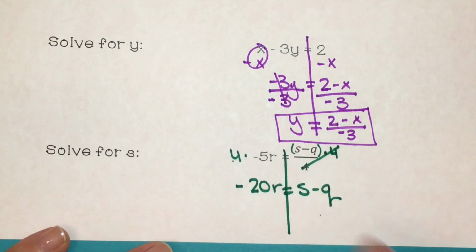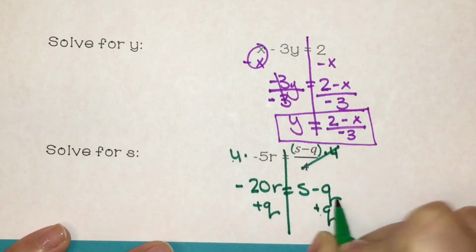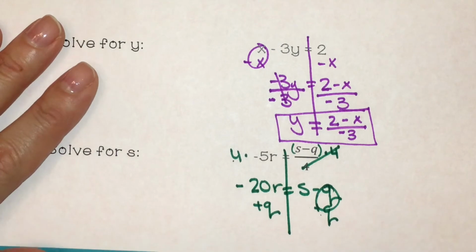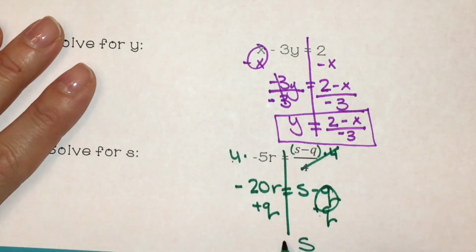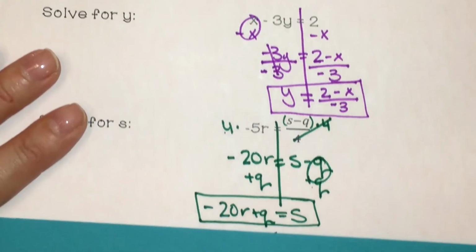Okay, to get s by itself, get rid of the minus q by adding q to both sides. Negative q plus q is 0. So we're left with s is equal to negative 20r plus q. Remember, you can't combine those two because they're not like terms. One's an r, one's a q.